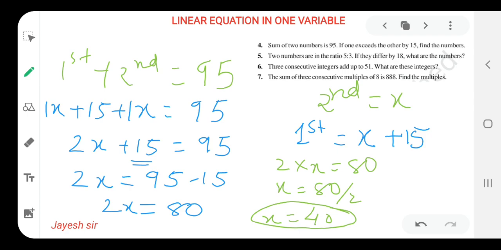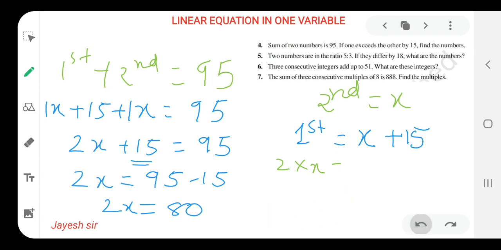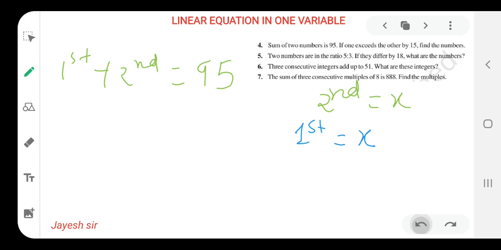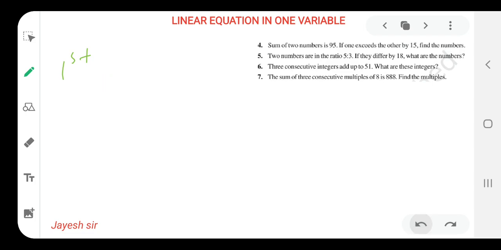So let's begin with our fifth sum. If you understood it properly, you can pause the video and try to solve it on your own, friends, as you have solved this type of sums in your previous classes also. What is there in the fifth sum? Two numbers are in the ratio 5:3. If they differ by 18, what are the numbers?